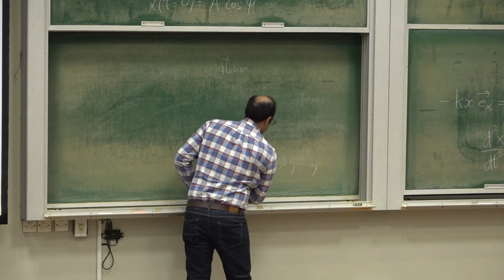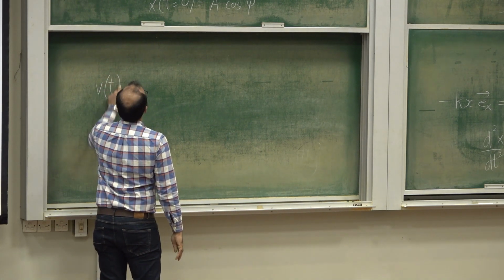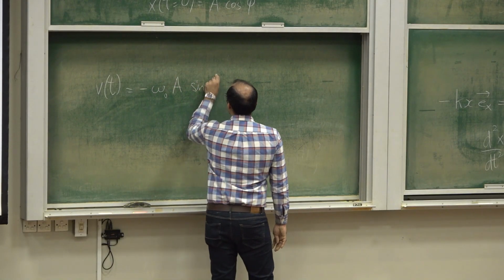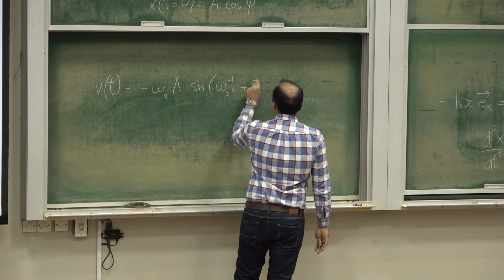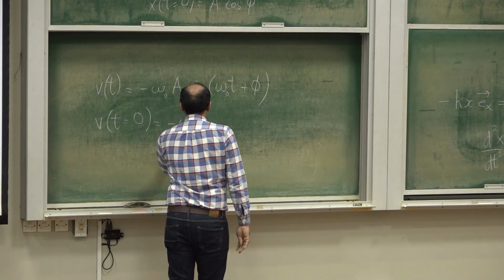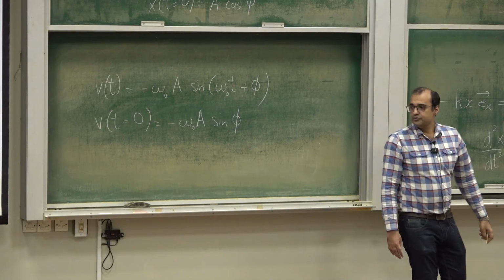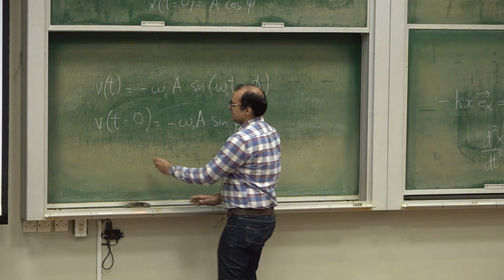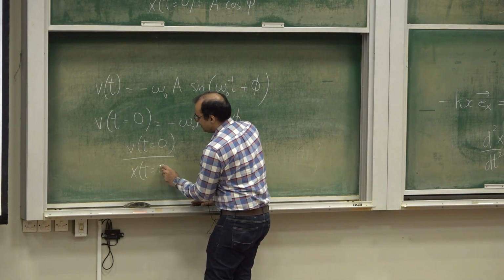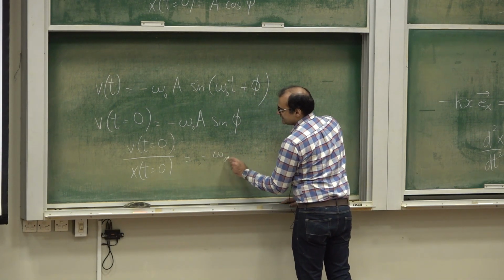0. Another way to see that is कि double derivative ले लो इसका. इसका velocity का function क्या आता है? You have minus omega naught a sine of omega naught t plus phi. And therefore, the speed of the oscillator at t is equal to 0 equals minus omega naught a sine of phi. If you divide this by that, आपके पास क्या आता है? V, the speed of the oscillator divided by the position of the oscillator at t is equal to 0 equals a और a कट जाएगा, you will be left with minus omega naught tangent phi.